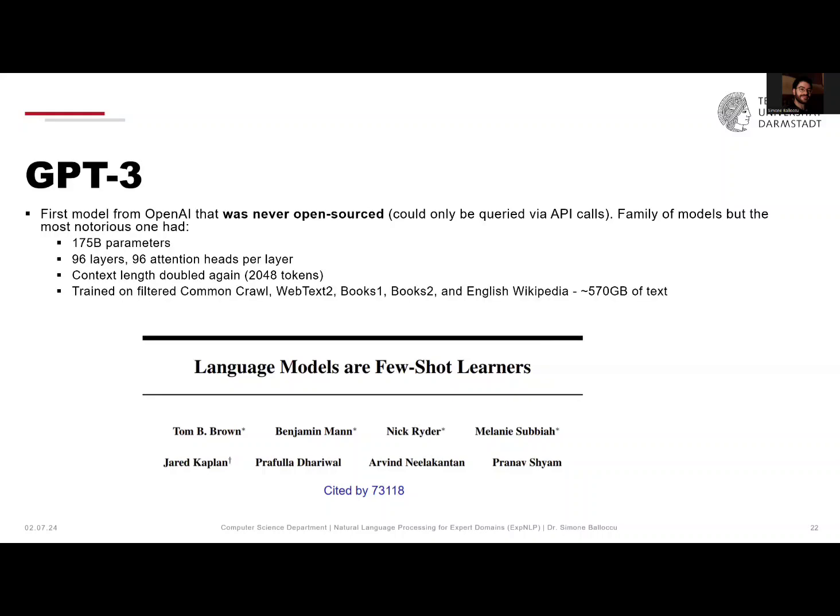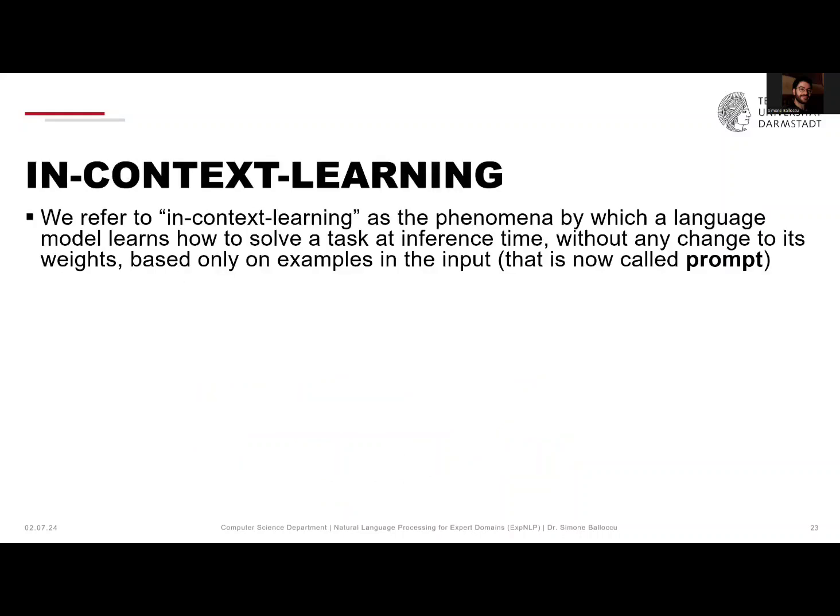And these were trained on a lot of data, like a filtered Common Crawl, which is basically the internet scraped, WebText2, Books1, a lot of stuff, English Wikipedia. These amounted to almost half a terabyte of text. And GPT-3 shows surprising performance from what we now refer to as in-context learning. In-context learning is the phenomenon by which a language model learns how to solve a task at inference time without any change to its weights, based only on examples in the input, which is now called a prompt.